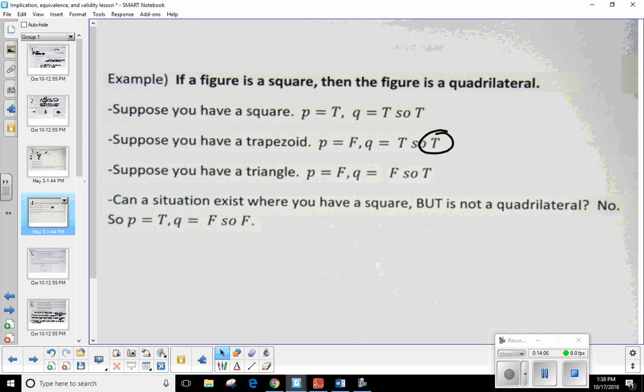Can a situation exist where you have a square, but it is not a quadrilateral? No, because by definition, a quadrilateral has to have 4 sides, and that's exactly what a square does. So the first one's true, but the second one's false. There's no way to make that happen. Does that kind of help? Because in the original notes, it went through these ridiculous examples, and I didn't think it really helped. So I just created a couple of scenarios myself to hopefully help you understand that.